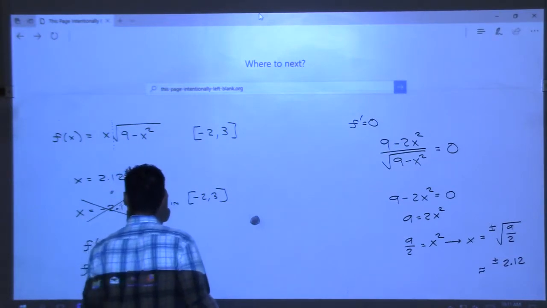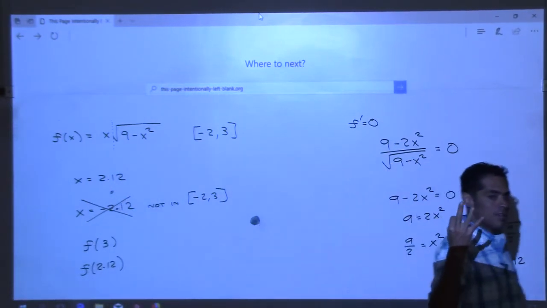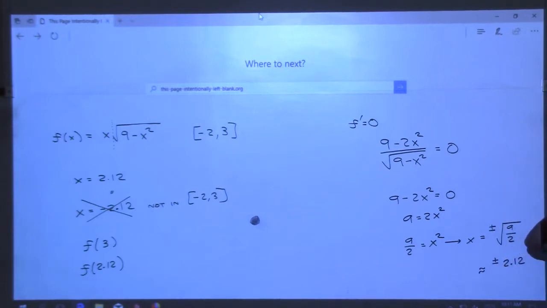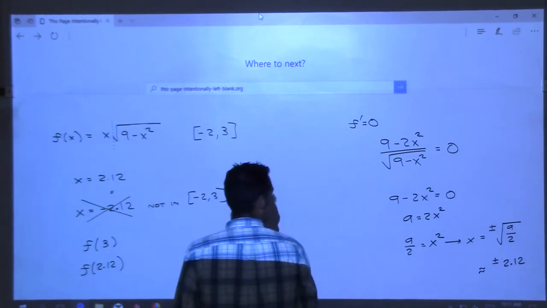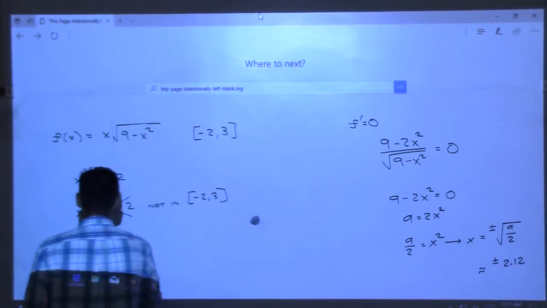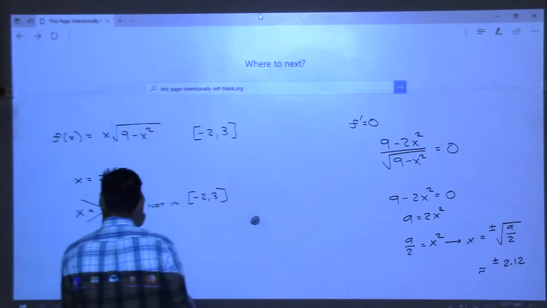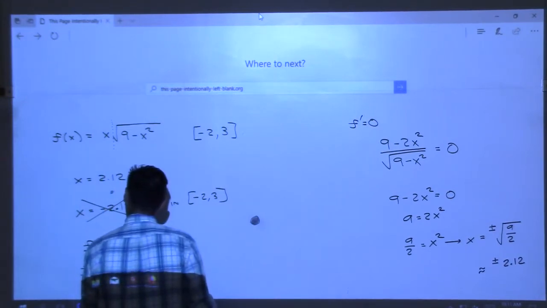No, it was 3, right? 3 is what made the derivative undefined, and 2.12 is what makes the derivative 0. Actually, you know what? I'm not going to. I want to do exact values here. I don't want to do decimals. I'm going to put root 9/2 here.